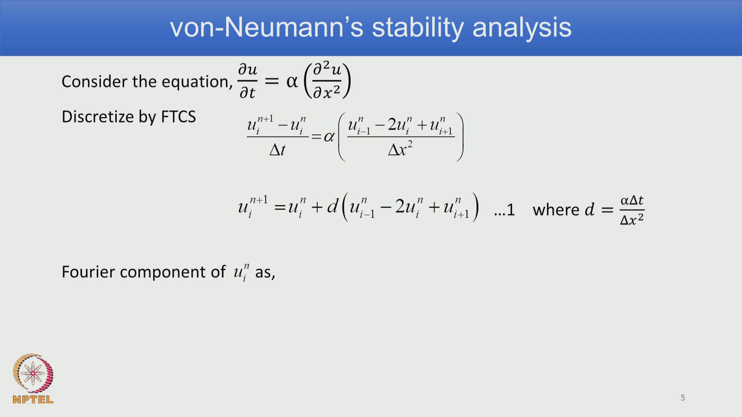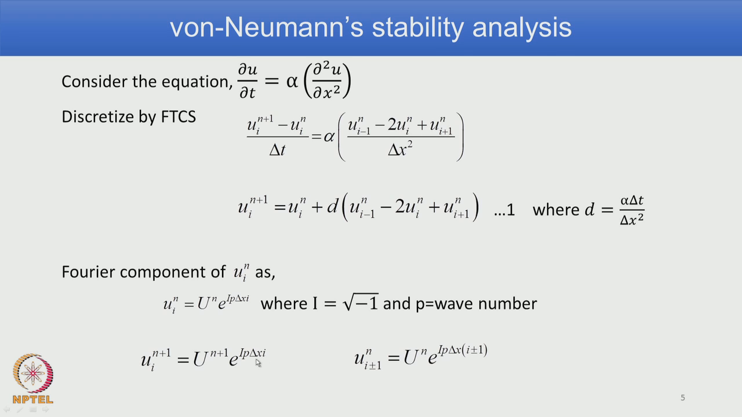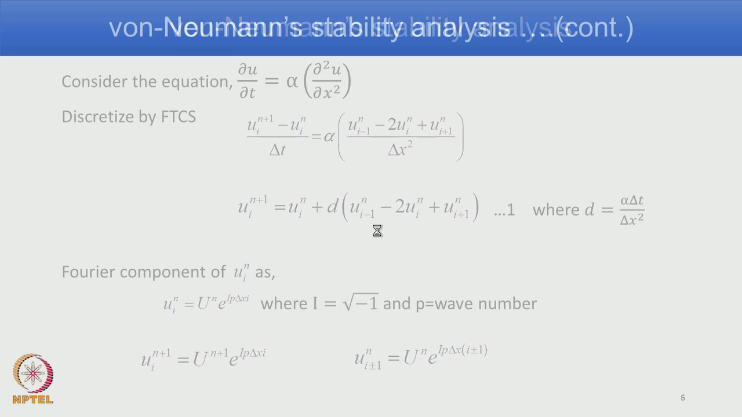Now, we try to express all this in terms of Fourier components. So, for example, u of i at n is written as capital U n times exponential i p delta x i, where i is an imaginary number, the square root of minus 1, and p is a wave number. This gives a component, and you get an expression for each of these terms. u of i at n plus 1 is written here, u of i plus or minus 1 at n is also given here. Now, we substitute these into this expression, and let us see how to do it.